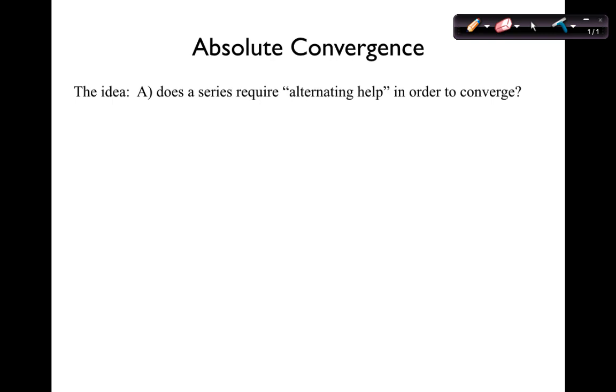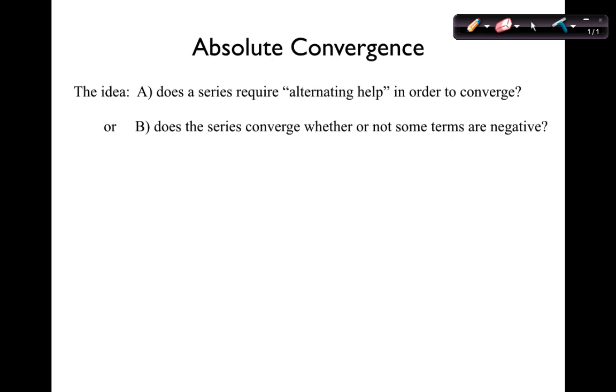So does a series require alternating help in order to converge, or does the series converge whether or not the terms are negative? Meaning it doesn't need the help. It just always converges, even if all the terms were positive. So absolute convergence is exhibit B. Absolute convergence means whether or not you make half the terms negative, it still converges either way. So if B, then the series converges absolutely.